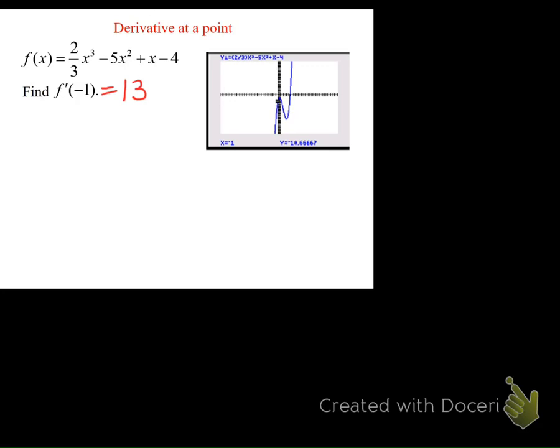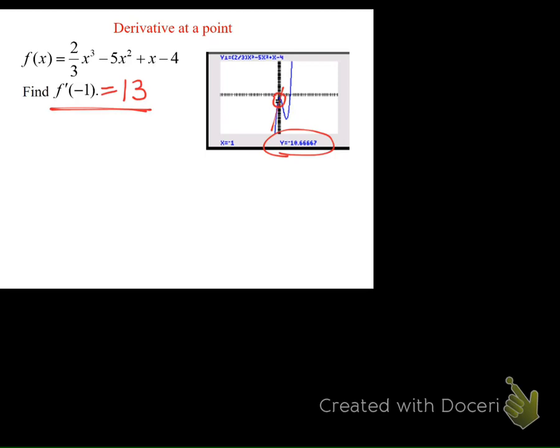So here's the actual graph on my graphing calculator. At negative 1, don't confuse the slope with the height. The height at negative 1 was this negative 10. Here's the point right there. This f prime of negative 1 is telling me the slope at that point is super steep, 13.